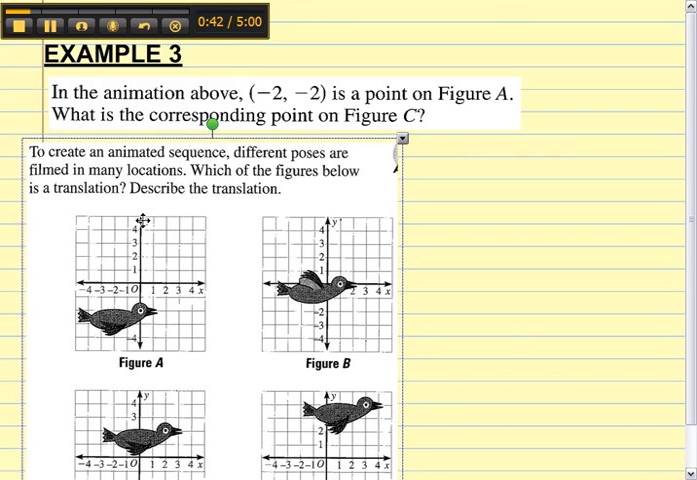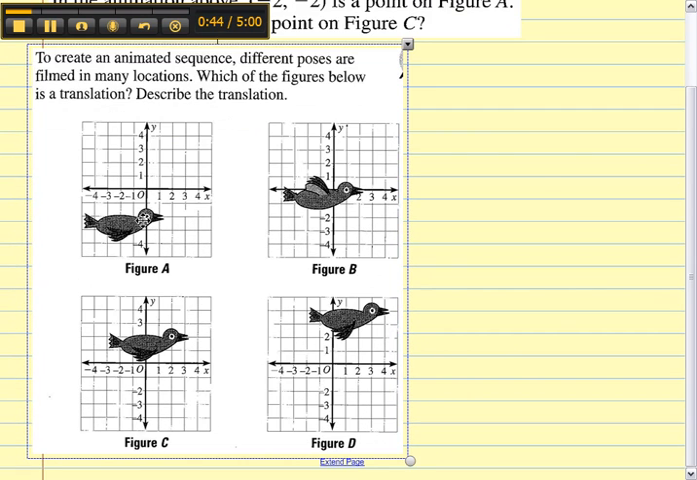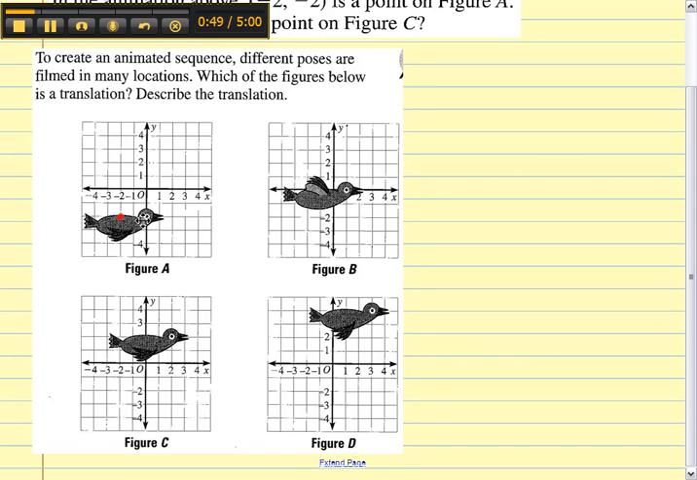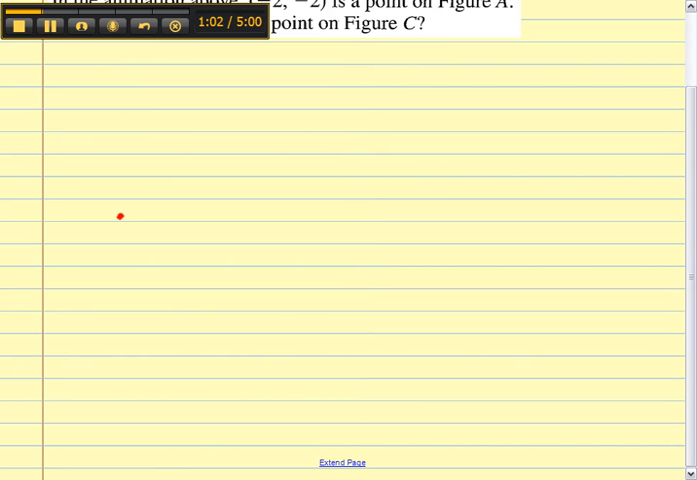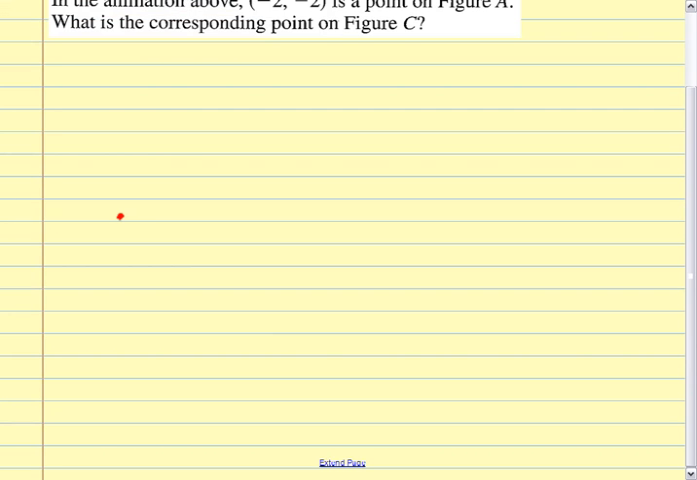Now they said -2, 2 is a point on figure A. Now remember, they said what's the corresponding point in figure C? I want to get rid of this now. I don't want to even have it in front of us. What did we do to get to a new point in example number 2? How did we move? Elizabeth, how did we move?